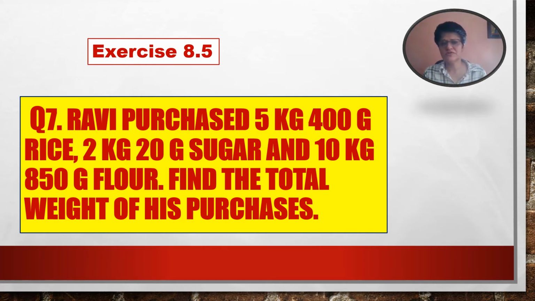So I would say Ravi purchased this much rice. Let me just draw this much rice here. Let's say this much rice he purchased, and then he purchased this much sugar. After that he purchased this much, let's say, flour. Now you want to find the total. How will you get the total? By adding all these three. So this is the first thing: every time you get a question, when you start reading a question without the numbers, it becomes very easy.